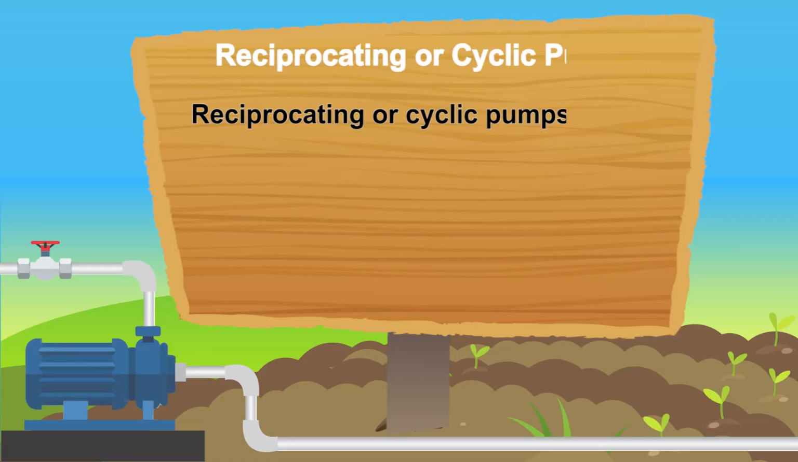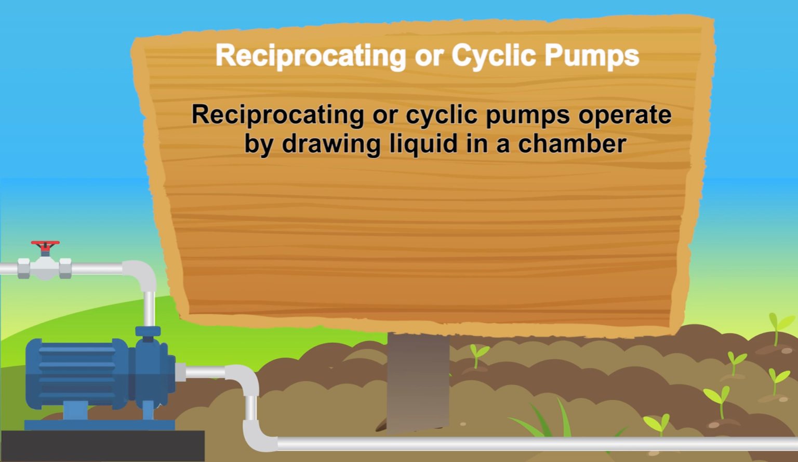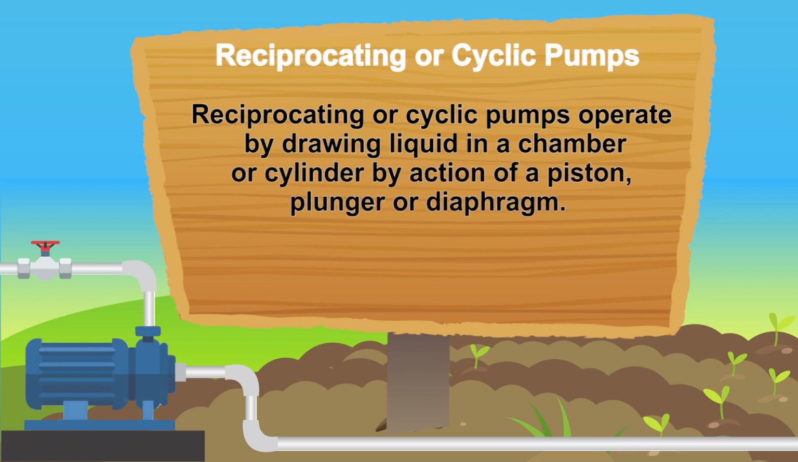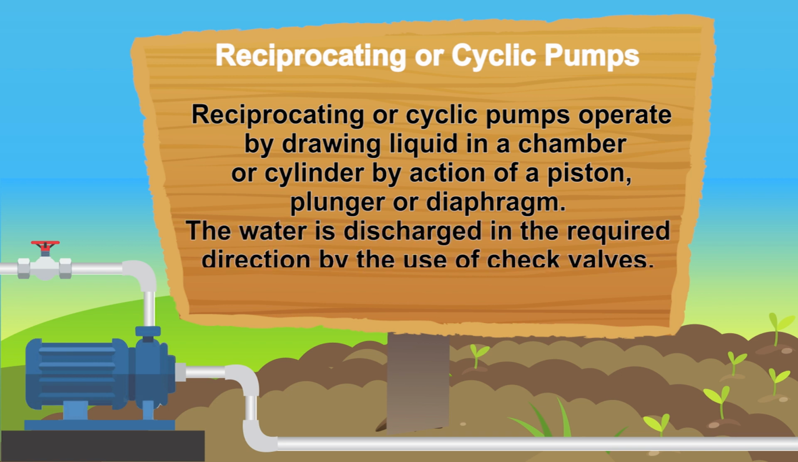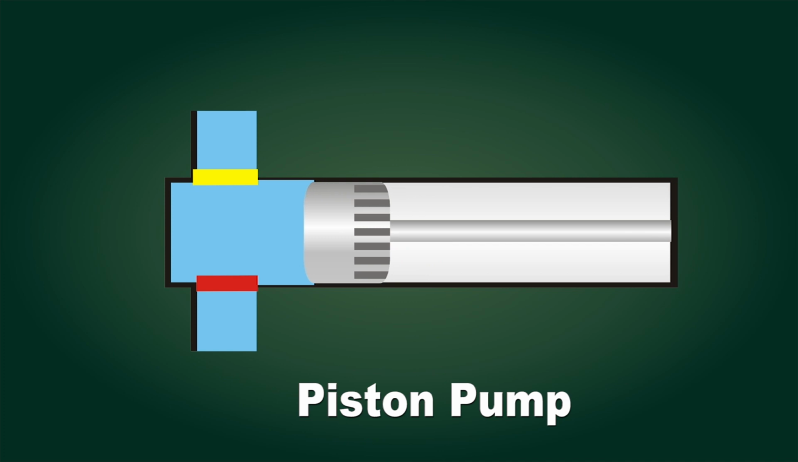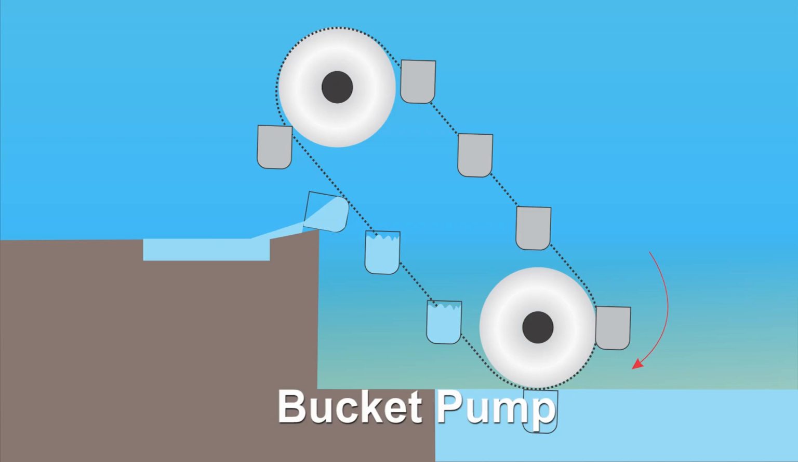Reciprocating or cyclic pumps. Reciprocating or cyclic pumps operate by drawing liquid in a chamber or cylinder by action of a piston, plunger or a diaphragm. The water is discharged in the required direction by the use of check valves. This results in pulsed flow. For example, piston pump and bucket pump.